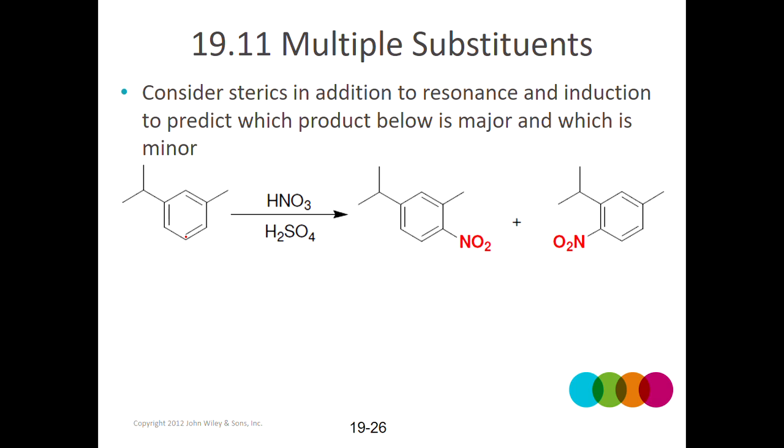Similar situation here. This larger group is still an activating group. It's still donating electrons through induction and hyperconjugation, specifically activating positions that are ortho and para to it, and the para would be activated much more than the ortho due to the sterics. This methyl group isn't sterically hindering, but it's also an activator due to induction and hyperconjugation, and it's highly activating the groups ortho and para to it.